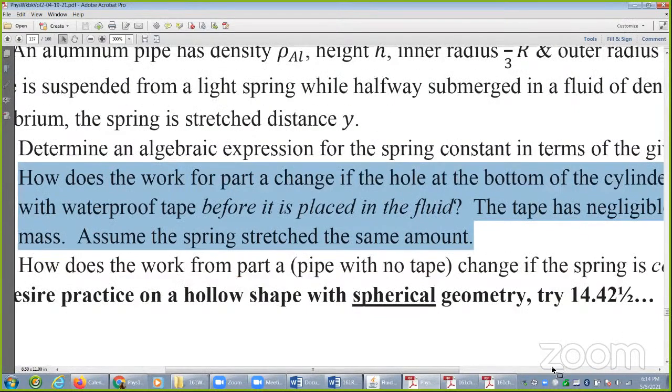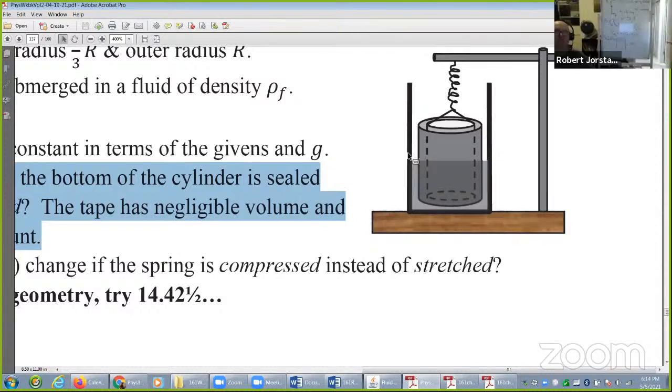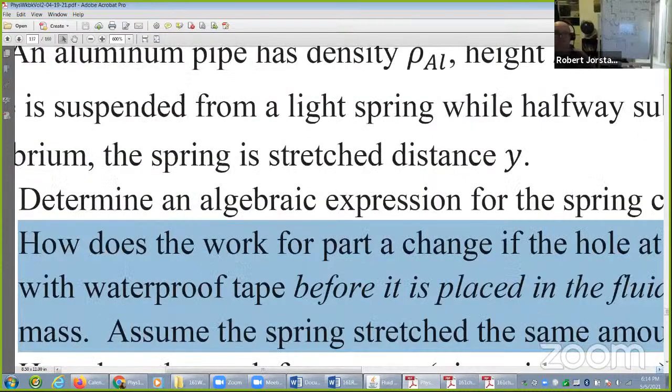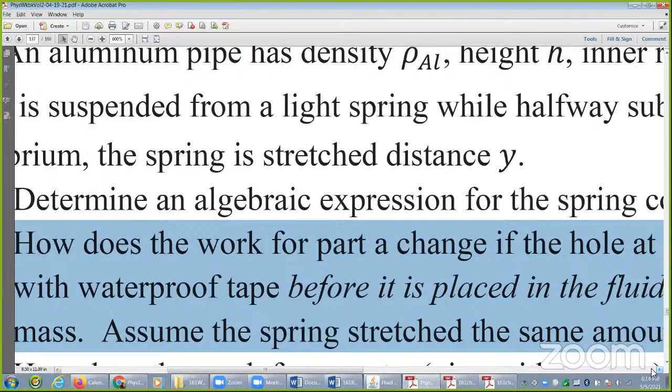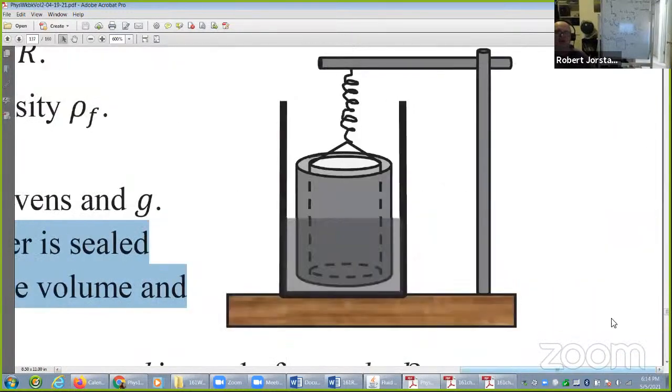Wait, there's a hole at the bottom. I don't see it. Oh, it's a pipe, okay, never mind. Pipes have basically a hole at the top and the bottom. Okay, so that means the water was coming in. So if you seal it, I think more water volume is going to be displaced. Yes. Nice. How much more?